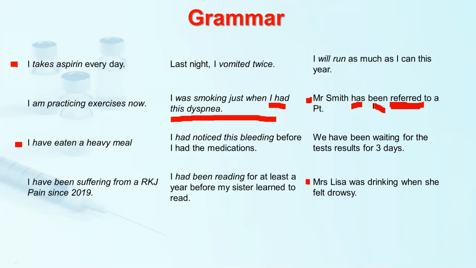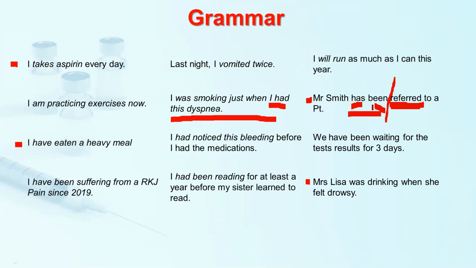While has been, we always see been in the active form for the past and present perfect continuous. But here, referred, not continuous. It's a past participle verb. So what's the tense here? Actually, the tense ends here. This is the tense, verb to be, has been.